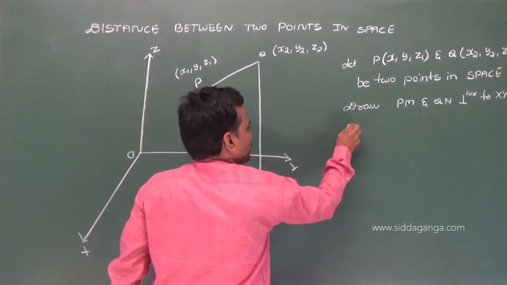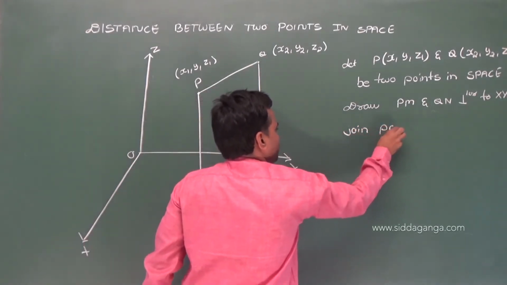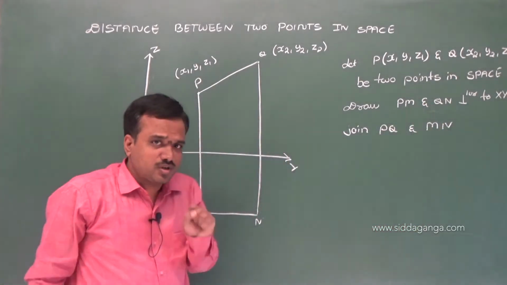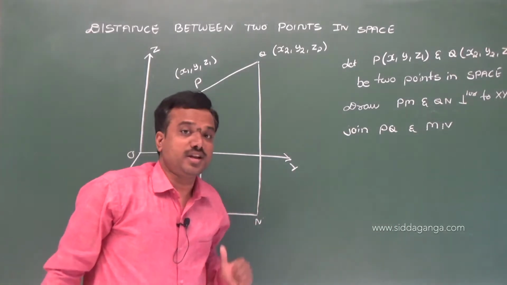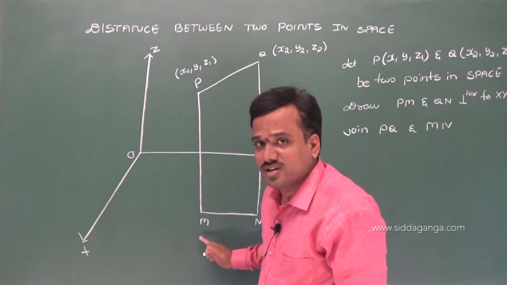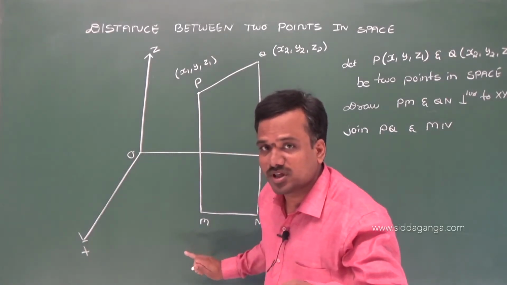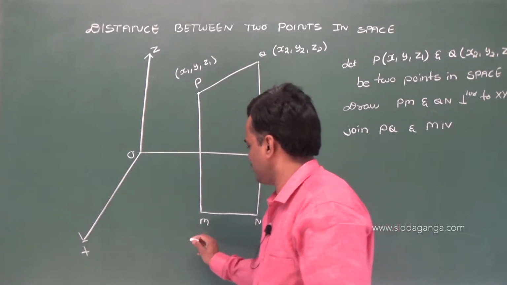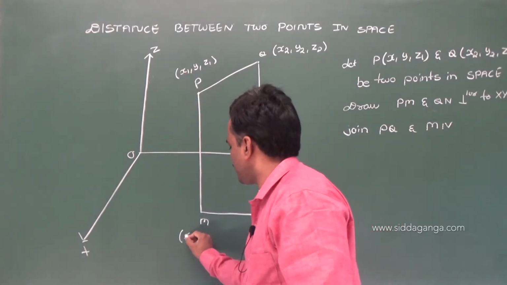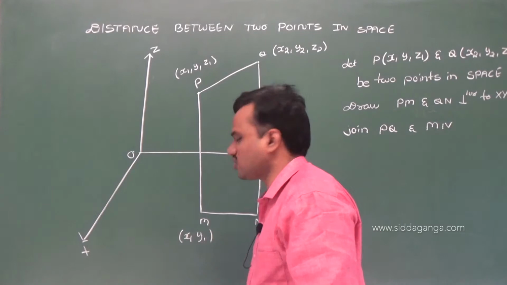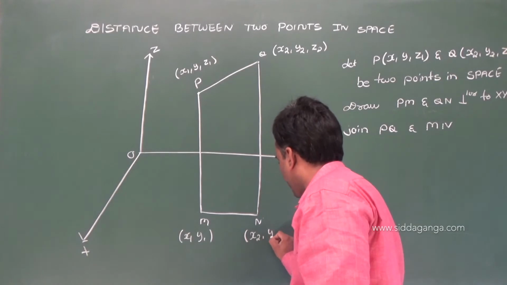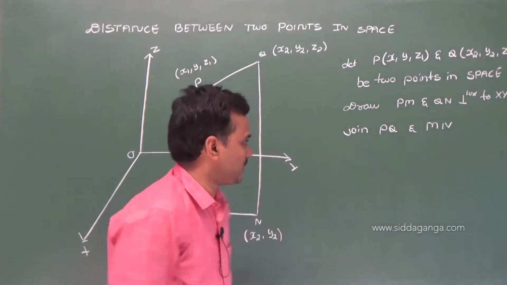So join PQ and MN. Observe the coordinates of M and N in XY plane. Last session I discussed the coordinates in XY plane, the Z coordinate is 0. That means the coordinate of M is x1, y1, 0, Z coordinate is 0. The coordinate of N is x2, y2, 0.